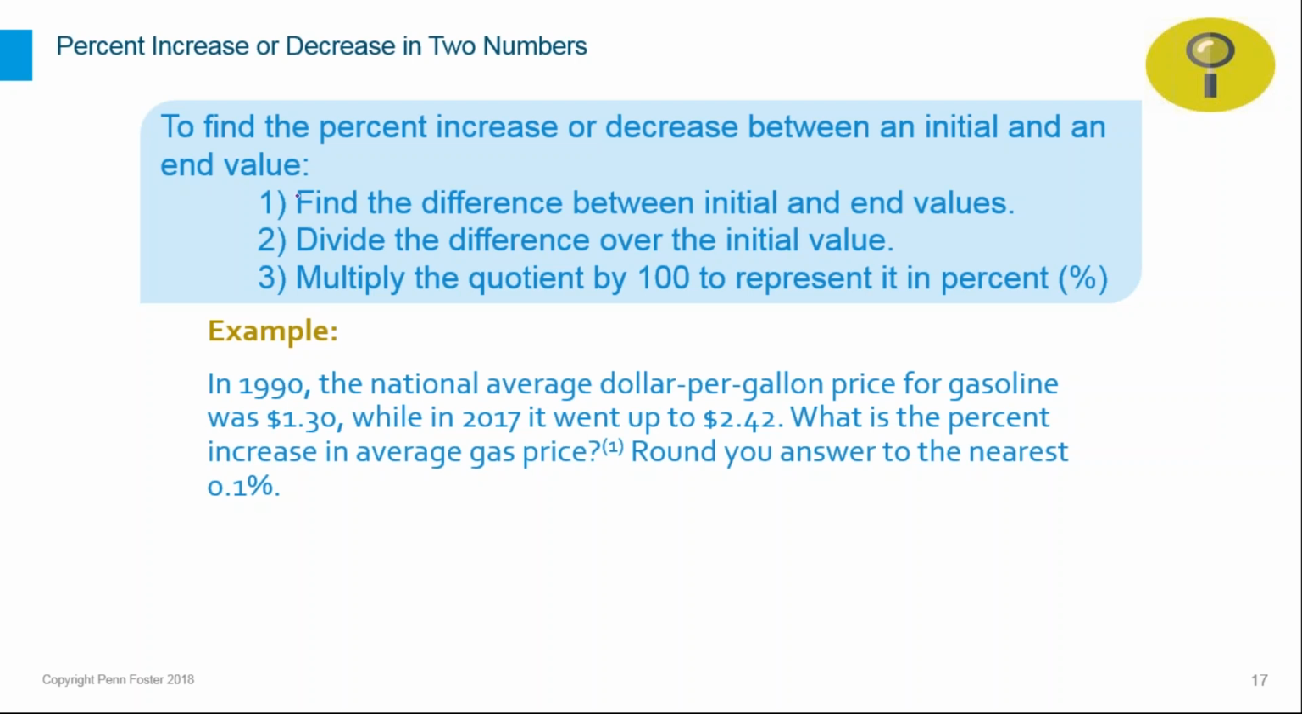Number two, divide the difference that you calculated in step one over the initial value. And then, as you know, to display the percent sign, you have to multiply your answer times 100, so you can represent that in percent.